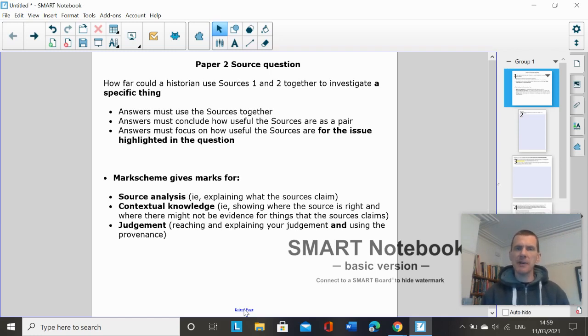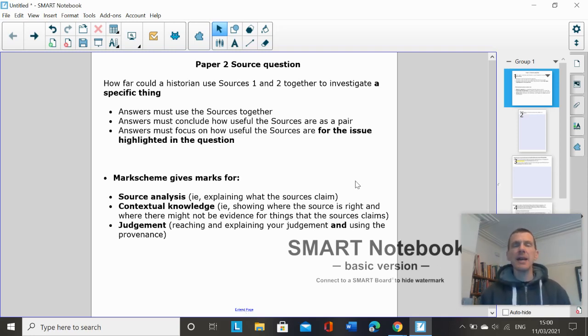And then thirdly, the judgment, and this is, of course, reaching and explaining a judgment and using the provenance within that to explain perhaps why it is that these sources are really useful, quite useful, or not that useful. And these three things flow very much one into the other. Understanding the source comes through your contextual knowledge. You're able to understand it because of your contextual knowledge. And it's your contextual knowledge that then provides the basis for the judgment, so that in the end you judge it to be really useful because it's very accurate and really explains and shows all the things that you can think of about this particular issue, or you judge it to be not very useful because it seems pretty inaccurate and in fact it is misleading the readers in a particular way.